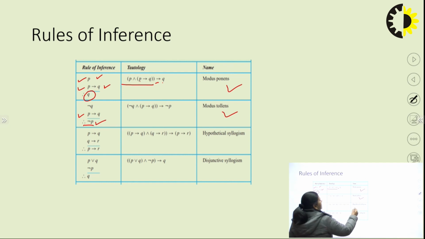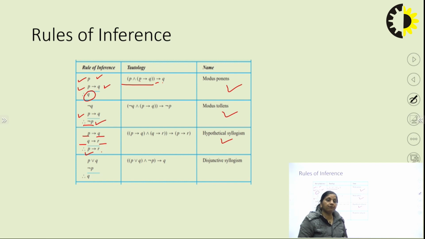What is the law of syllogism, or hypothetical syllogism? It says that if P implies Q and Q implies R, then P implies R. This is the law of syllogism. We can use it in finding the conclusion from the given premises.